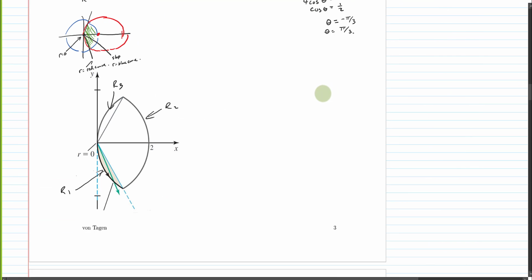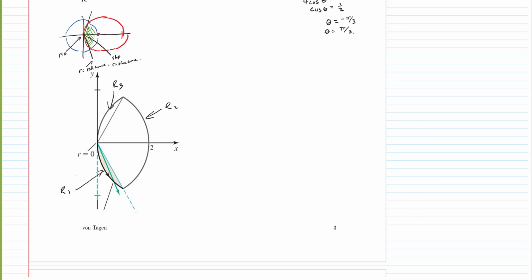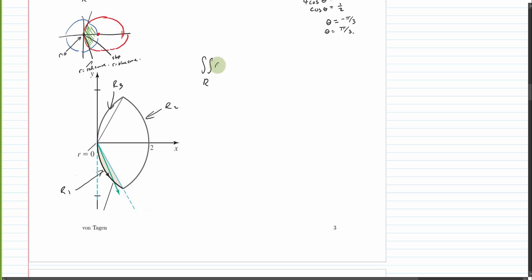So we'll go ahead and set this up, and we'll say that the double integral over the region R of g of r comma theta dA, that's what we're trying to compute here, right? We can break this up into 3 subregions. So that's going to be the integral over R1 of g of r theta dA, plus the integral over R2 of g of r theta dA, plus the integral over R3 of g of r theta dA. And why did I have to break this up into 3 different regions?